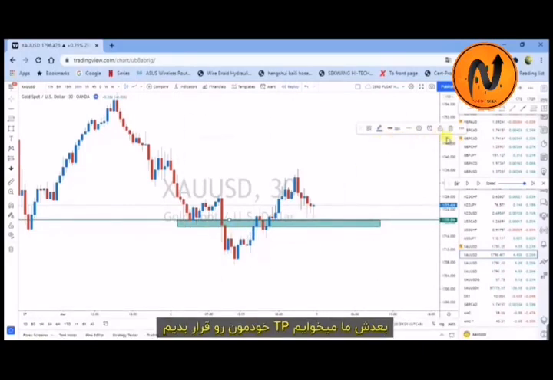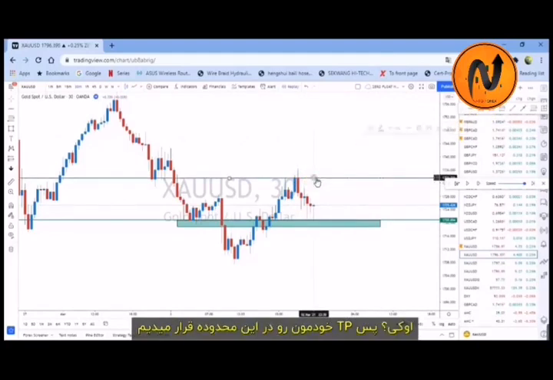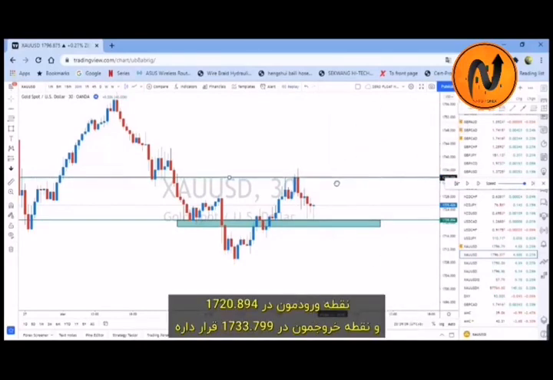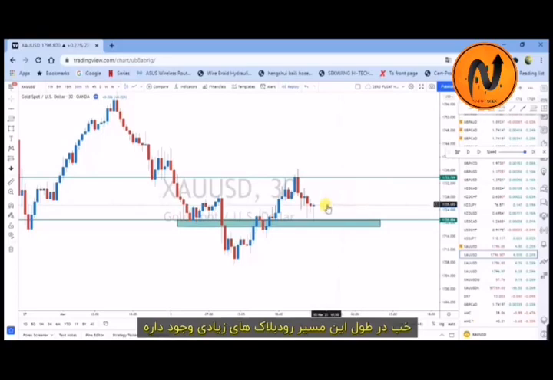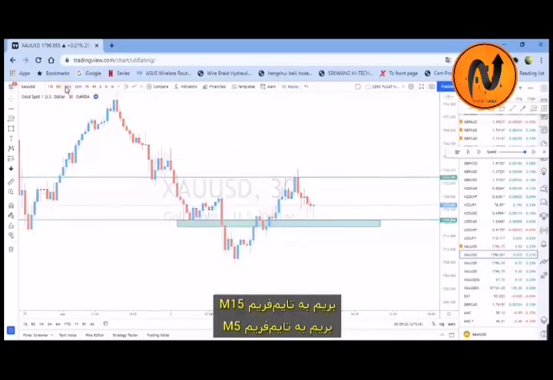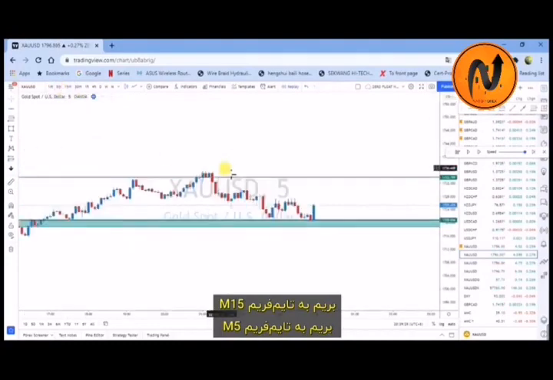Next thing is we want to mark our set TP. Okay, set our profit. So we set profit in this area. Our entry is 1720.894 and exit at 1733.799. So along this way, there are a lot of roadblocks. Let's move to the M15. Let's move to the M5.